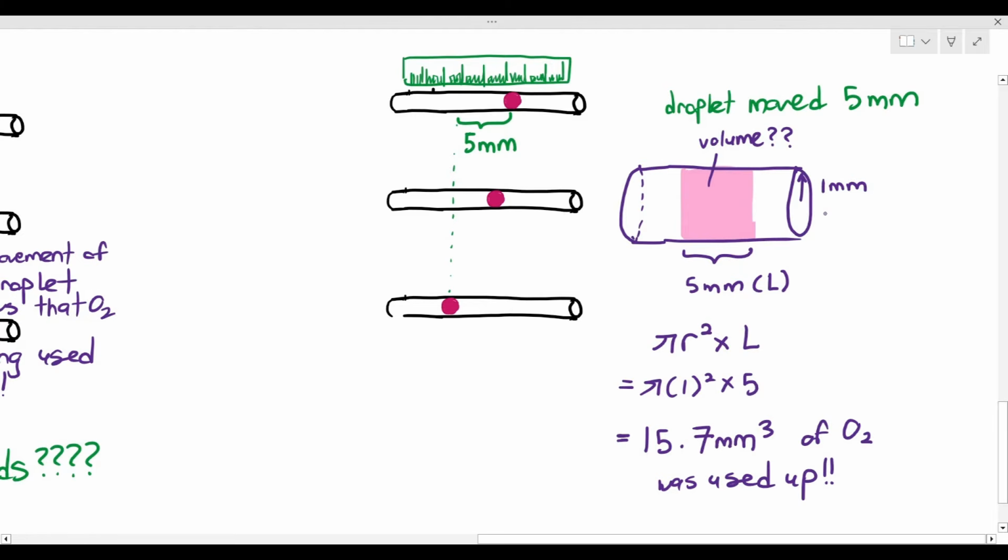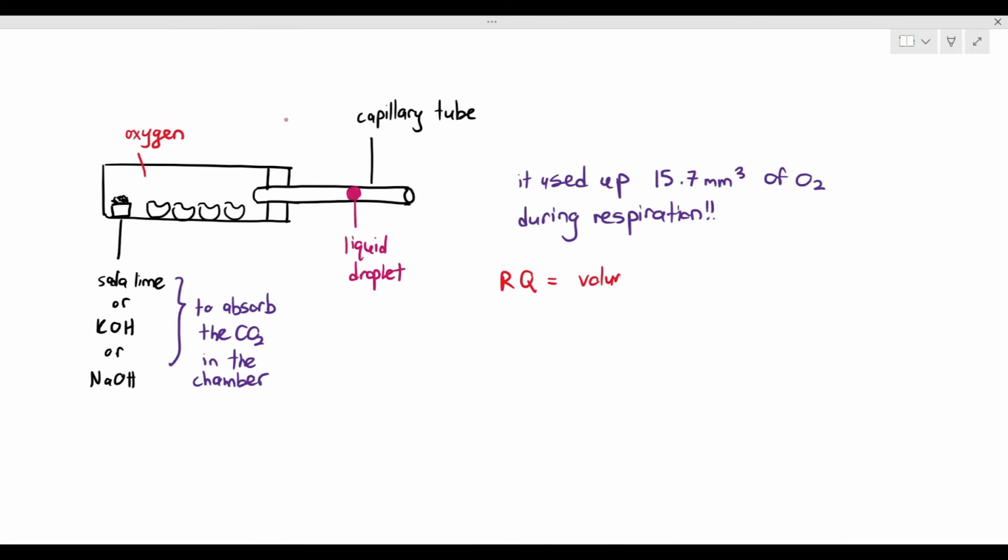So you're like, oh, okay, so the seed used up 15.7 millimeter cube of oxygen. That's fine. The problem is we now know the volume of oxygen used up, but we do not know the volume of carbon dioxide that was produced by the seeds.